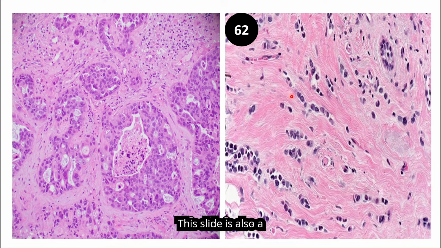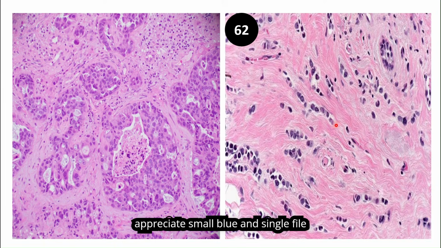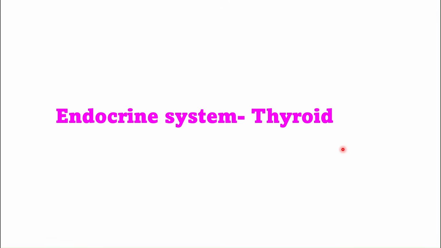This slide is also a case of breast carcinoma. Here the cell sizes are small and they are arranged in an Indian file pattern. So you can compare these both cells. They are large pleomorphic, and here you can appreciate small blue cells in a single file, Indian file pattern. So this is a lobular carcinoma of breast.